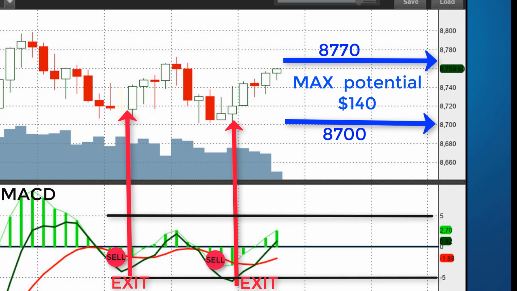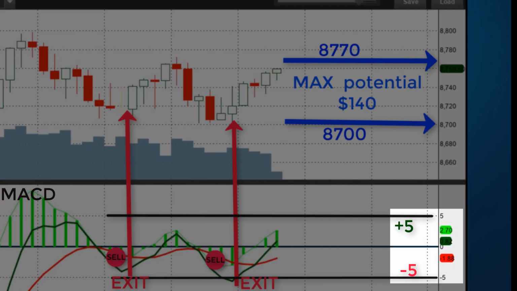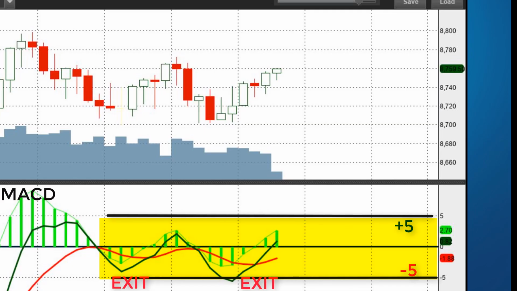Another indication that there's a midday lull happening, you see over on the right-hand side, you see the +5 and -5 of the MACD bars. The market never exceeded +5 or -5 in either direction during the whole midday session.